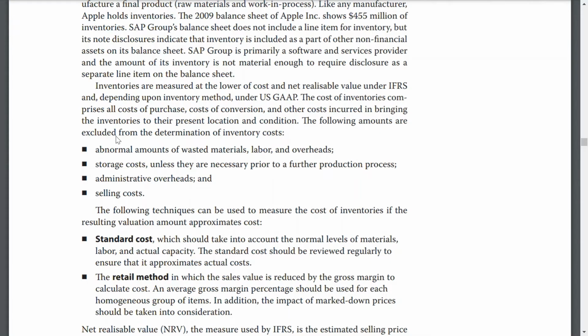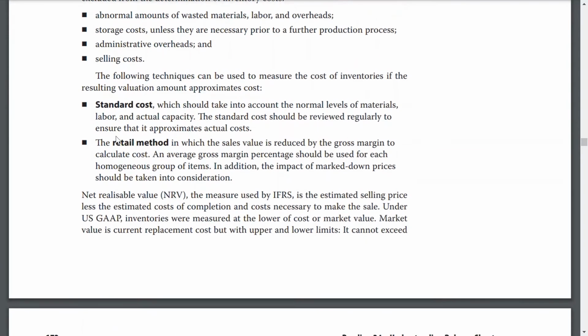The retail method, in which the sales value is reduced by the gross margin to calculate cost. An average gross margin percentage should be used for each homogeneous group of items. In addition, the impact of marked down prices should be taken into consideration. Net realizable value, NRV, is the measure used by IFRS. It is the estimated selling price less estimated costs of completion and costs necessary to make the sale.